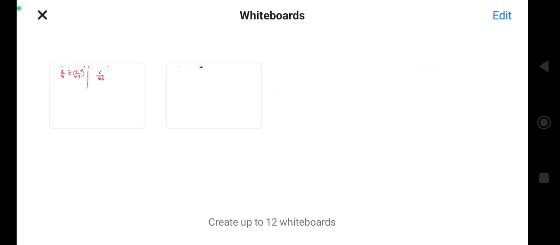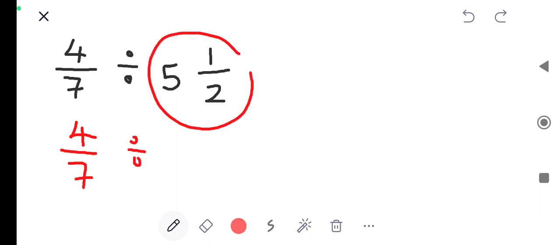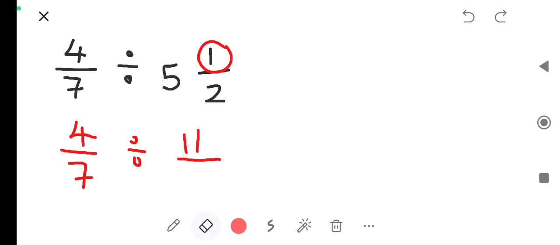Also, to do this second question, you write 4 over 7 again. It's easy. Then you write division again. Then you write this mixed number as an improper fraction. You do 2 times 5, that gives 10. Then plus this 1 on top, you have 11. Over the denominator again, which happens to be 2.